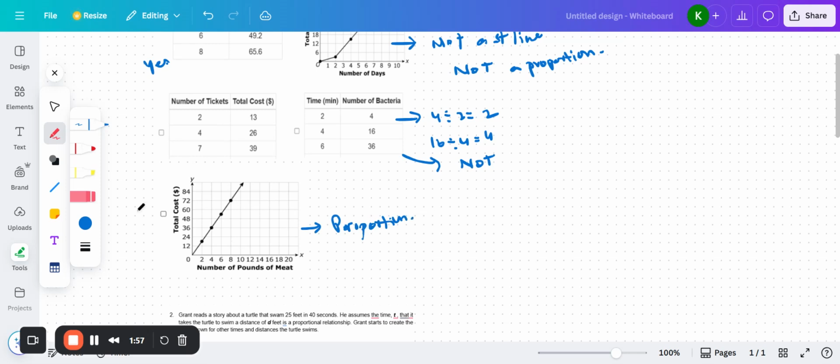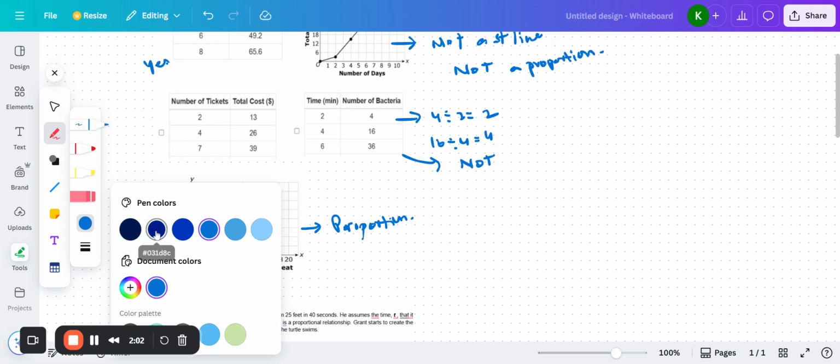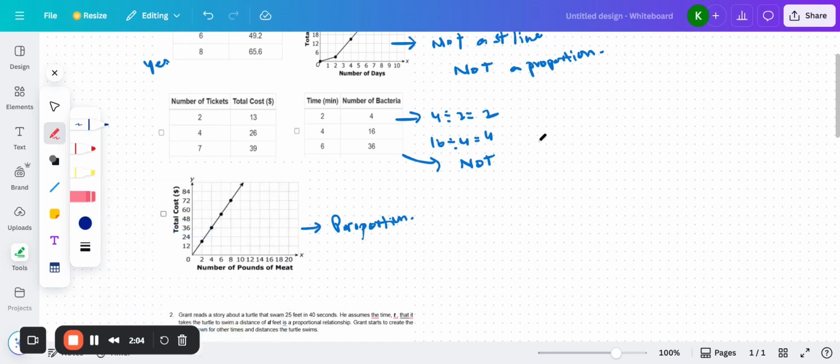Okay? So remember how you decide whether a line is a proportion or not, based on when the line has to go through the center. The line has to go through the center, okay? And it has to be a straight line too. So that's one way to decide whether it is a proportion or not.